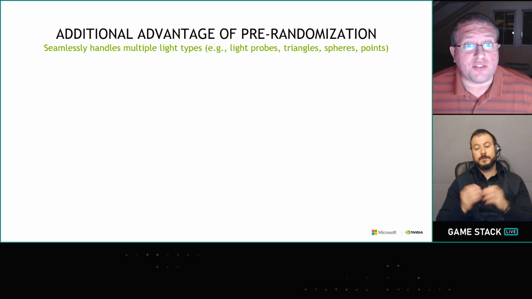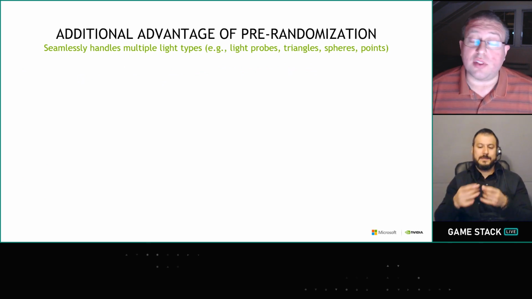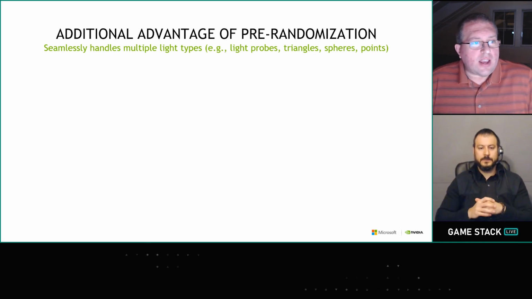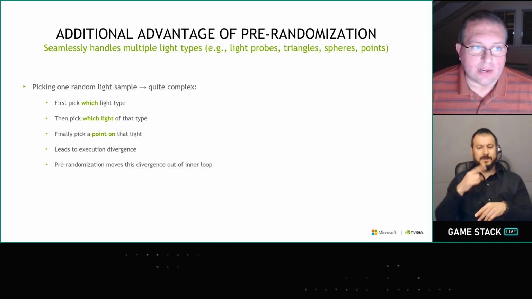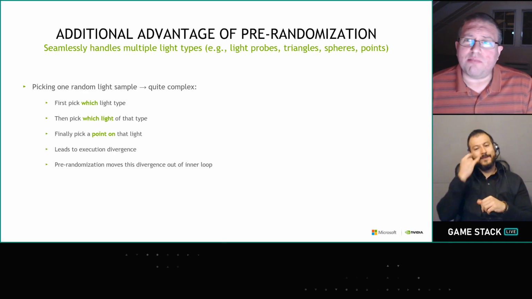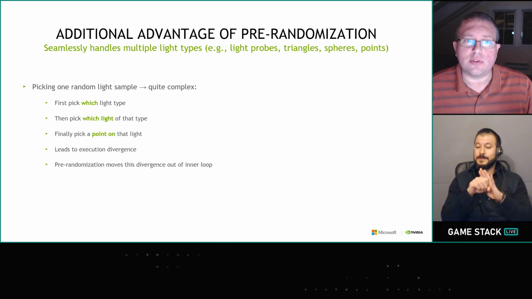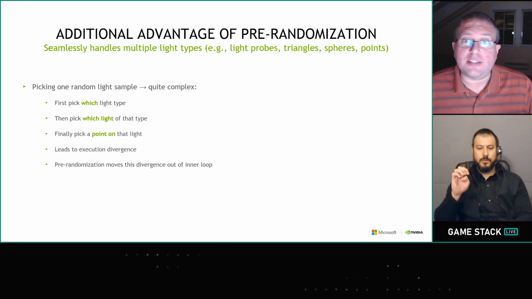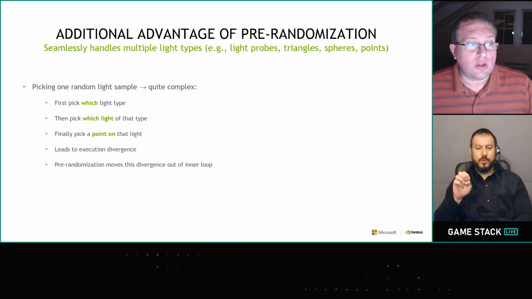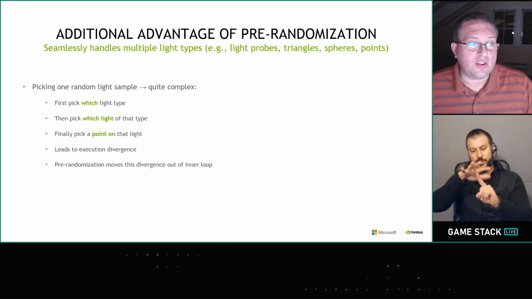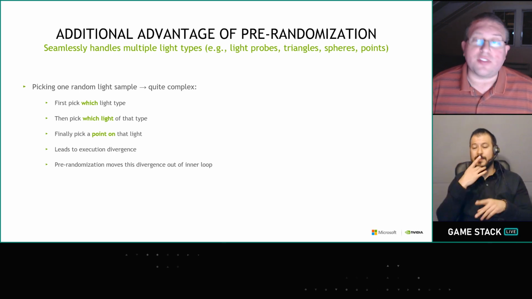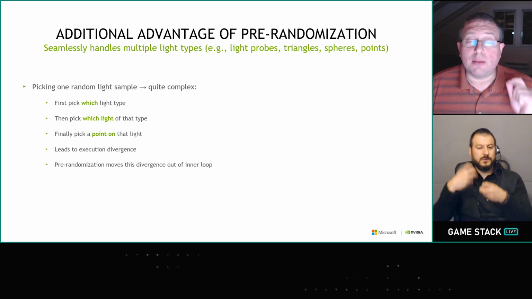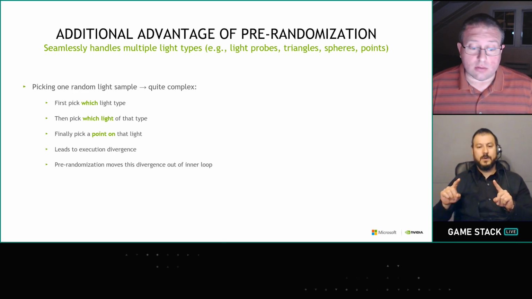An additional advantage of this pre-randomization is it seamlessly handles multiple different light types, for instance, probes, triangles, spheres, capsules, etc. You might ask, why is handling all these different light types difficult? Well, if you have many different lights, in order to pick a light sample, first of all, you need to pick a type of light, say the light probe. Then you need to pick which one of your light probes. Then you need to pick a point on that surface. And when you do this for all of your different light types, this leads to execution and data divergence. And this can be really tricky. But by pre-randomizing, we can move this divergence out of the inner loop.